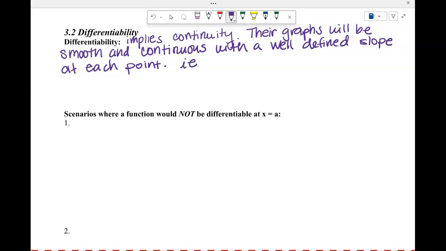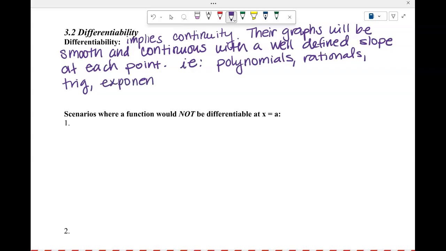Some examples are polynomial functions, so polynomials, rational functions, trig functions, exponential functions, log functions. Okay, so these are just the few that will have nice and smooth turns.